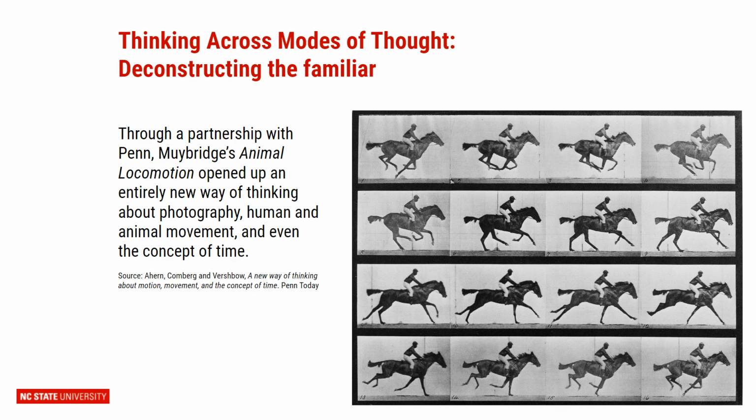Eadweard Muybridge's powerful studies of human and animal movement broke apart what appeared as seamless action to study the parts of the whole more fully. As the first scientific study that used photography, and through a partnership with Penn, Muybridge's animal locomotion opened up an entirely new way of thinking about photography, human and animal movement, and even the concept of time.